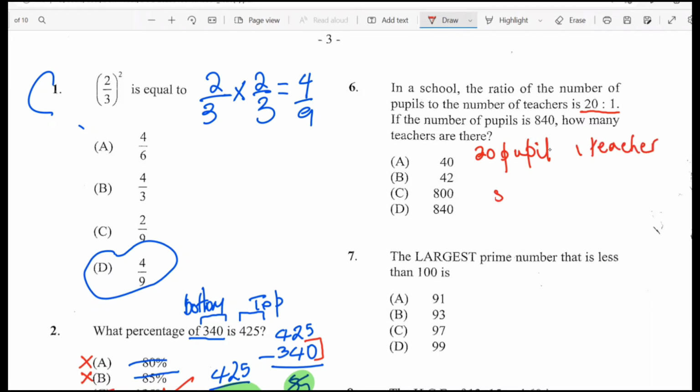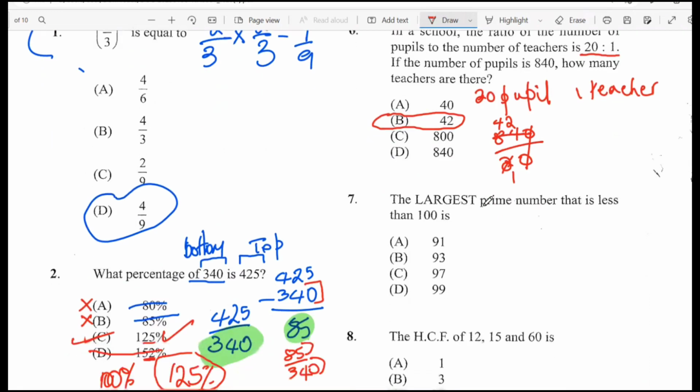So then what we want to do is to divide this 840 by 20 to see how many teachers we will have. Definitely we would have worked out 42. So B is 42 teachers would have linked to 840 pupils.